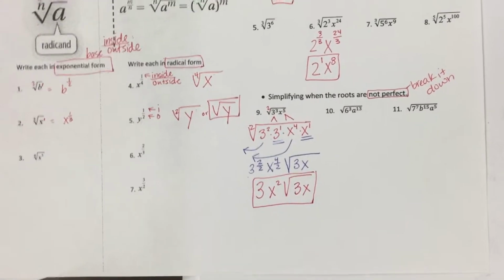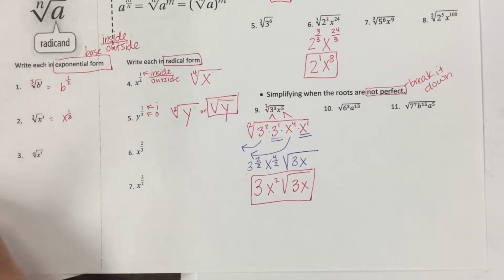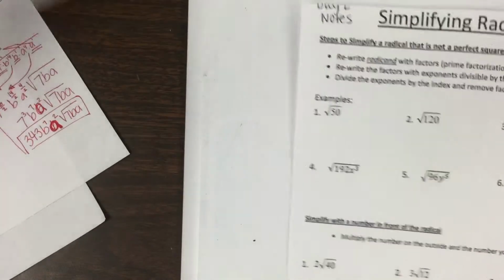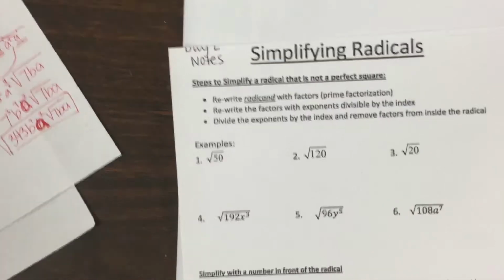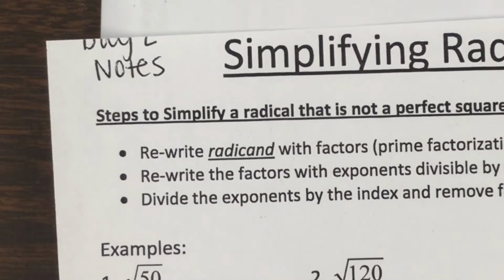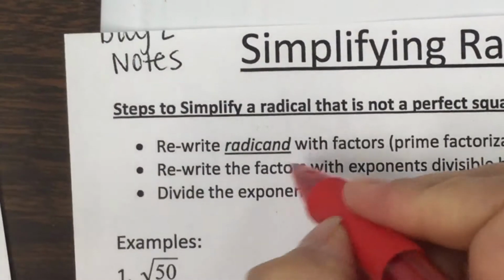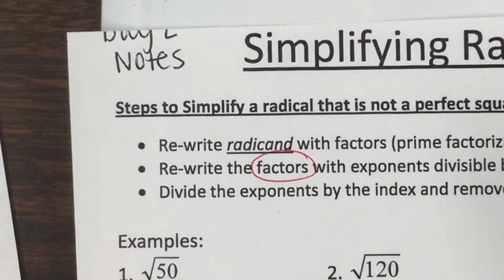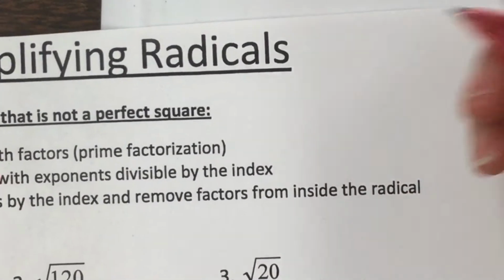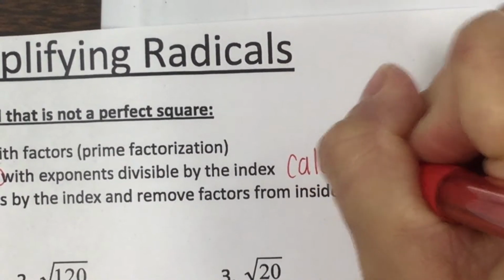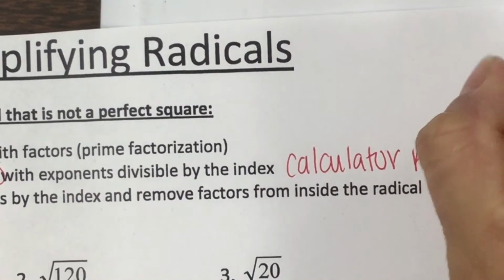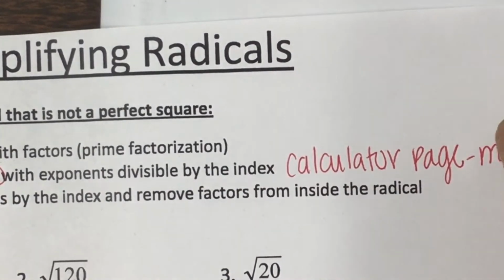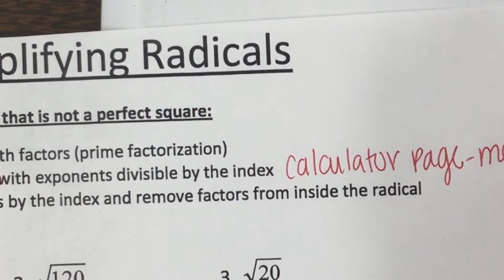For day 2 of notes, we talked about simplifying radicals using the calculator this time. So when we use the calculator, you're going to rewrite the factors with exponents divisible by the index. So that's where you're going to use a calculator. On a calculator page, you're going to use menu 2, 3. 2 for number, 3 for factor.